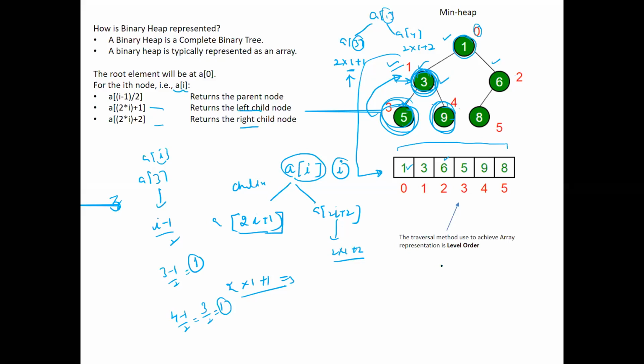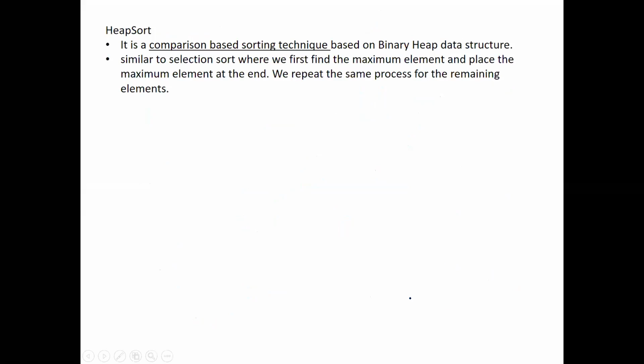Now cram this: for any ith node, the left child index will be 2 into I plus 1, and the right child index will be 2 into I plus 2 always. And the index of the parent node will always be I minus 1 divided by 2. Next, coming to heap sort.